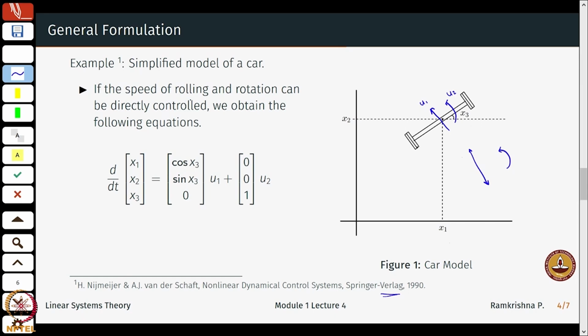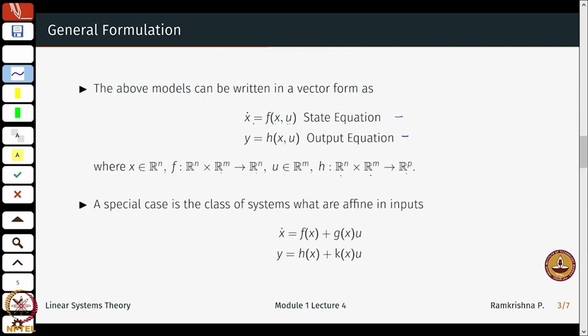Okay. So, the speed of the rolling is controlled by u1 and the rotation is controlled by u2, then I can write down the equations in the following way, right. The change in x1 direction x1 dot, the change in x2 is x2 dot, and then x3 dot. This is a simple relation which we can derive, right. Cos of x3, sin of x3, 0 here, and then x3 dot is simply directly proportional to u2, right. So, this is an example of a general form of a nonlinear system x dot equal to f of x comma u.